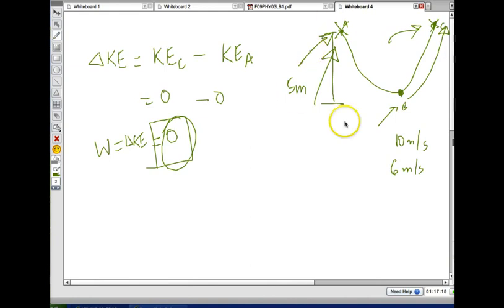Okay, so same situation, same skater, mass 550 kilograms, starts 5 meters above the ground. But when he reaches B, instead of the previous case where it was 10 meters per second, this time it's only 6 meters per second. I want to know the amount in joules of thermal energy that is created, which is also equal to the work done by the frictional force. How much is it in joules?